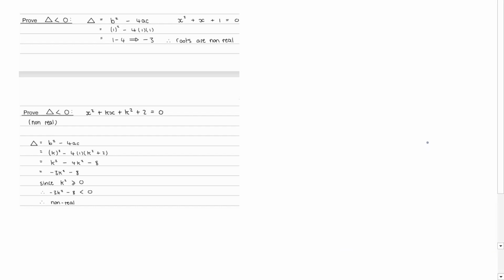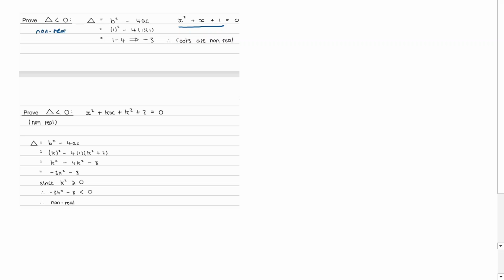In this video, we'll look at a few examples of using nature of roots. And so the first example, we've got this quadratic equation, and we're asked to prove that the discriminant, that the roots will be less than 0, which means non-real.